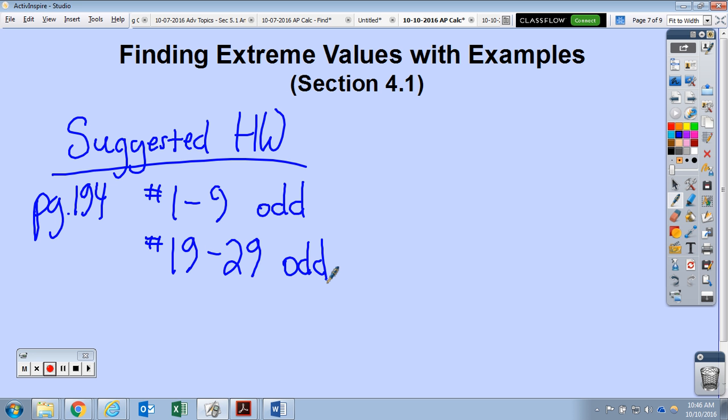Okay, so this is just suggested, so you don't have to do all of it. I would definitely do enough to where you feel solid on this. If I'm comfortable with everything, I'm not going to do it. For numbers 1 through 9, you're just looking at the graphs. So we could probably look at those together on page 193.